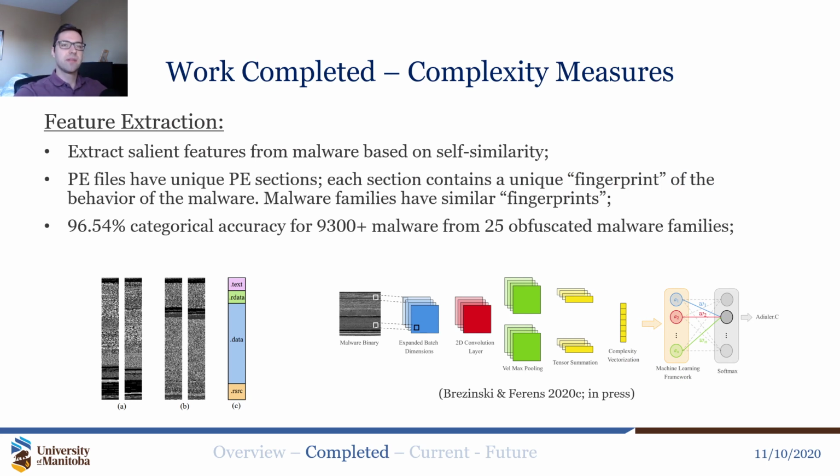So we go more into complexity measures, which is a big focus of our ongoing collaboration and a novelty we add to our work. Feature extraction is concerned with extracting the salient features, those really important features, from malware. And we do this based on this property of self-similarity. Self-similarity means that when you look at an object, it carries with itself the idea that if you look at something at different scales, the same patterns emerge.